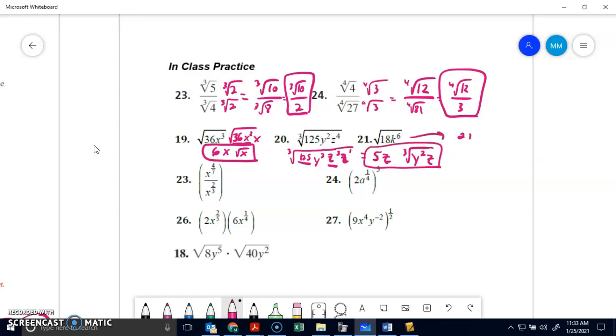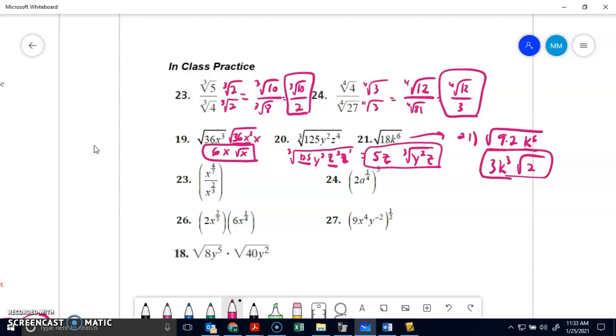We do 21 out here. I'm going to break 18 up into 9 times 2. K to the 6th is already perfect. Square root of 9 is 3. 6 divided by 2 is 3. And there's a 2 left over. It's the only imperfect one there.